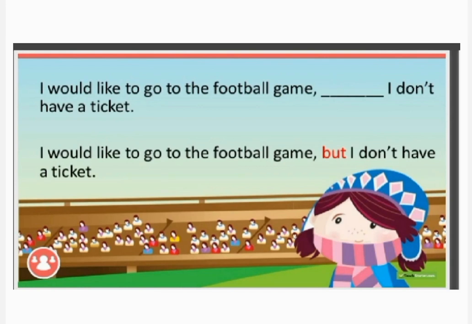Okay, a comma is used before a coordinating conjunction. That's all about the compound sentences.